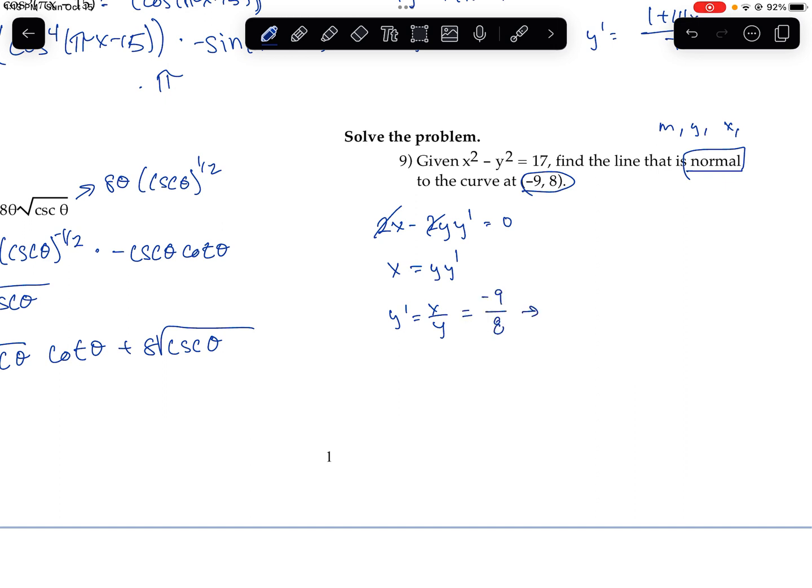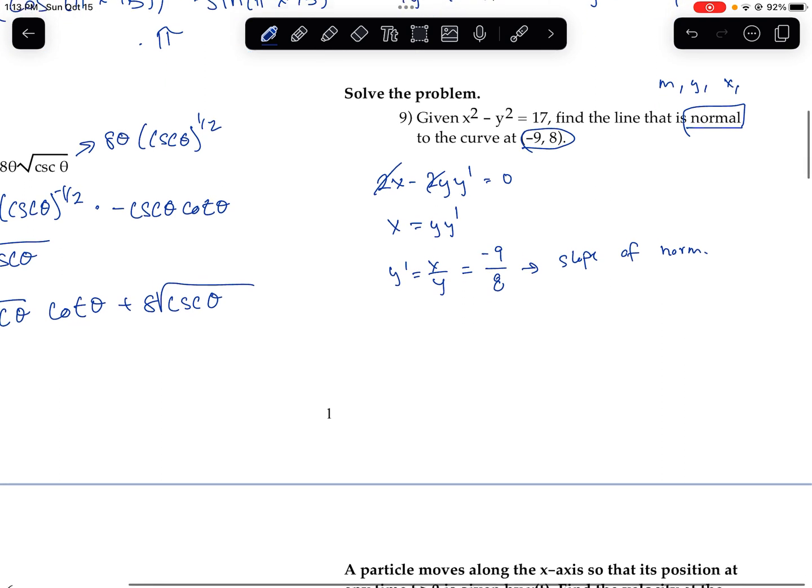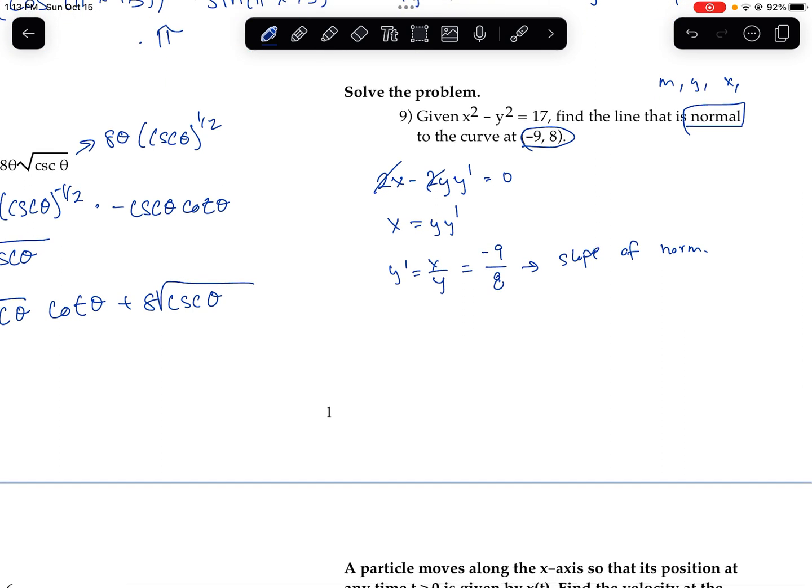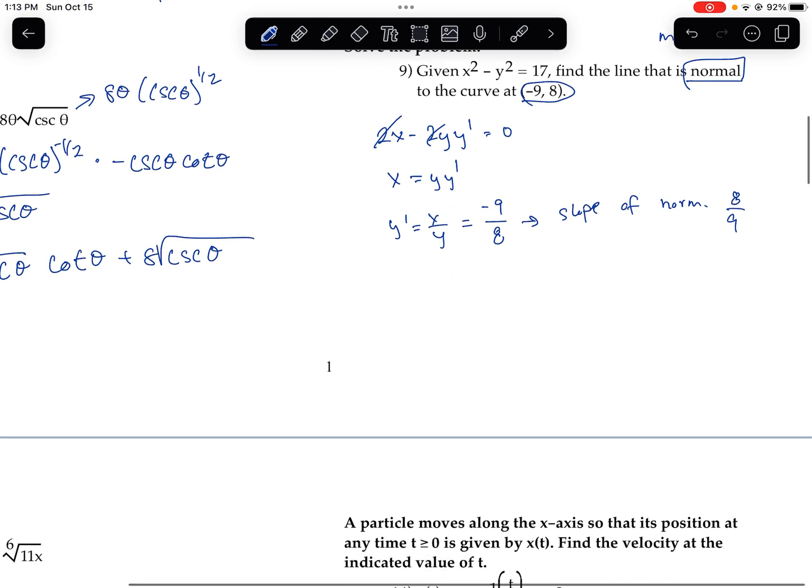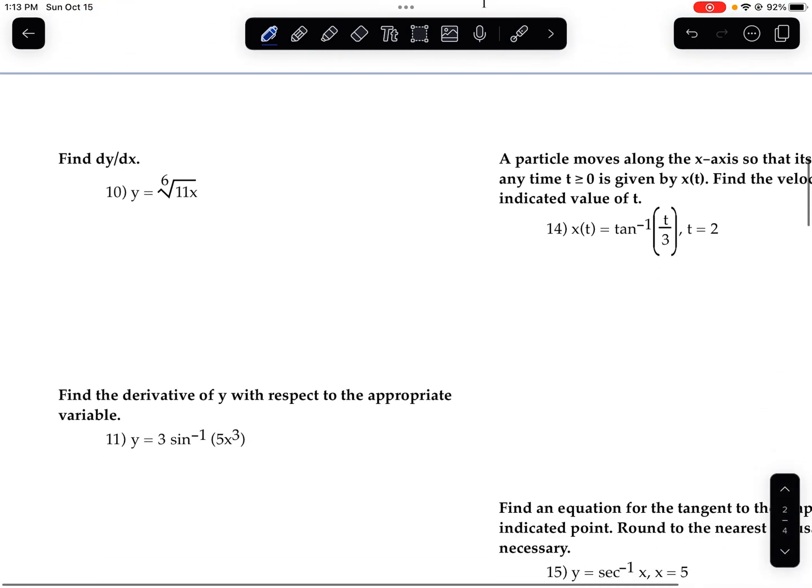And that means that the slope of the normal line, remember that this would be the slope of the tangent, the slope of the normal line would be positive 8 over 9 because it's the negative reciprocal. And so our normal line will be y minus 8 equal to our slope times x minus x1, which would be plus 9. So there's our normal line.